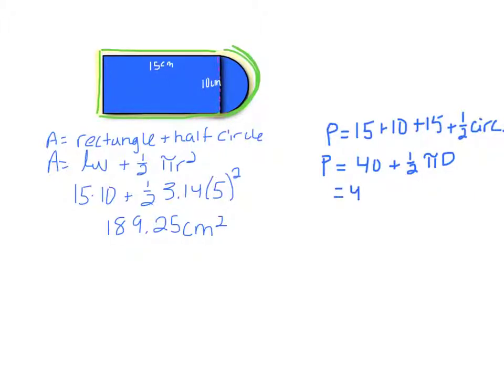So my perimeter is 40 for the three sides of the rectangle plus half of 3.14 times my diameter of 10. And when I multiply these together and add it, I get 55.7 centimeters. The units is centimeters because it's just one dimension. It's not the area and it's not the volume.